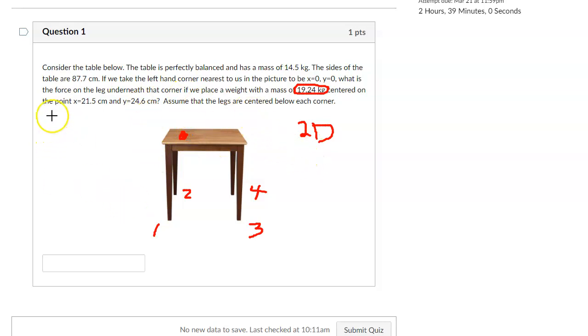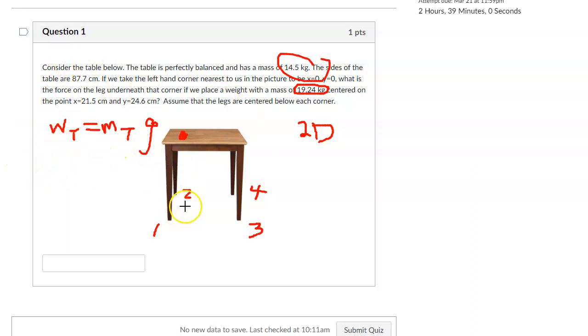And the weight of the table, call it the weight of the table, which is mg, right? Mass of the table times gravity. So whatever this mass up here is, 14.5 kilos times 9.8, you get the weight of the table. And we're going to assume the weight of the table is all symmetric.